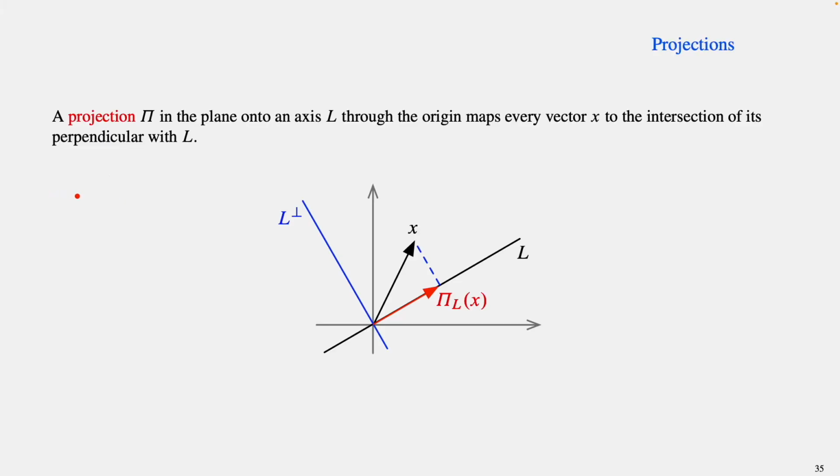The next type of transformations we look at are projections. So a projection, which I denote by a capital Pi, is a map that takes a vector x, or any vector x, and projects it onto some axis L. So that means we take the perpendicular line to L, and then parallel to this perpendicular line we drop the shadow of x onto the axis L. That means we get rid of the component of x in the direction of this perpendicular and only keep the component of x that is parallel to our projection line L. And this is the projection of x onto the line L.